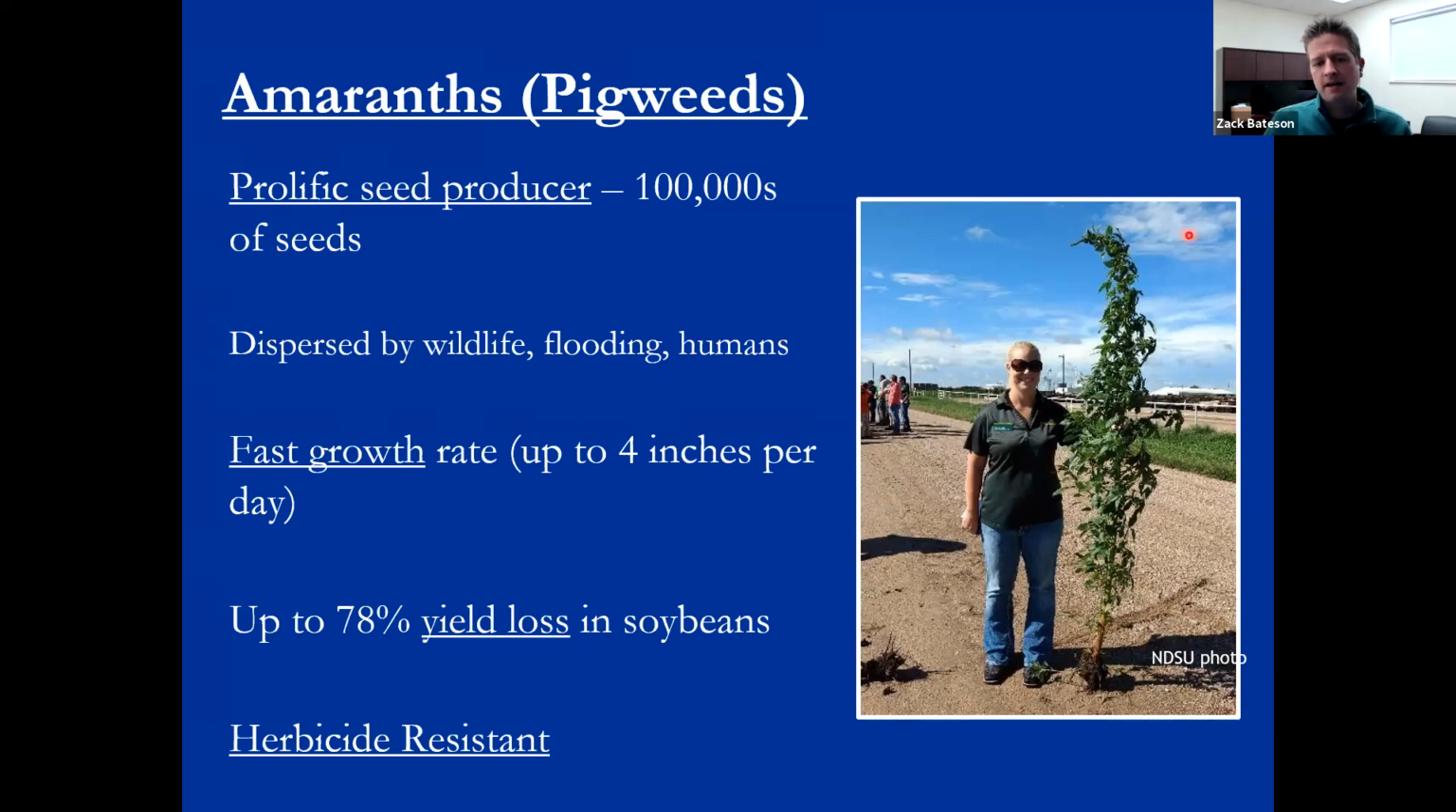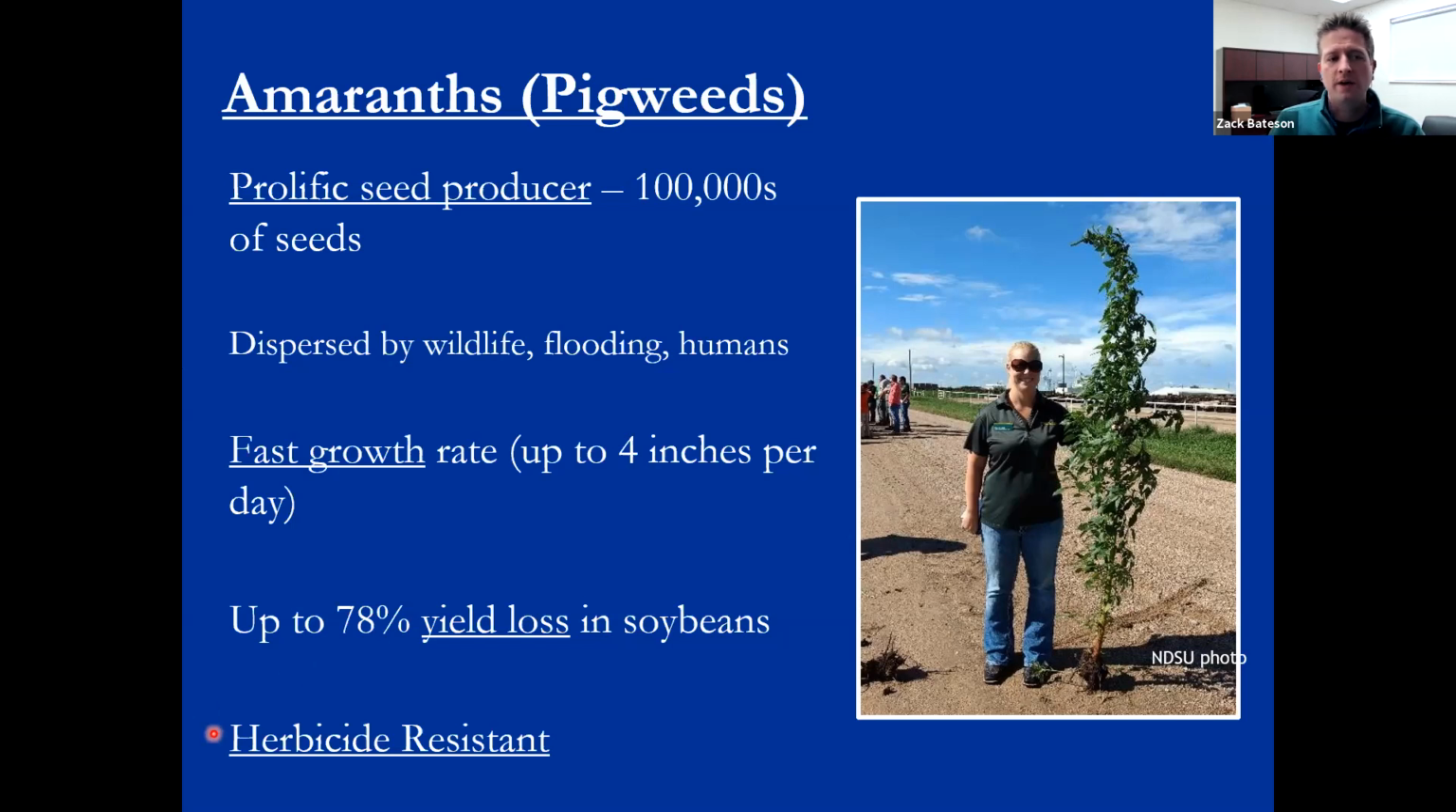This picture here is an NDSU researcher standing by Palmer amaranth, which is a pigweed species. I think this one's like 7, 8 feet tall. They can get upwards to 10 and grow 4 inches per day. So again, they can outcompete these row crops, and they can lead to 78% yield loss in soybeans under heavy infestation.